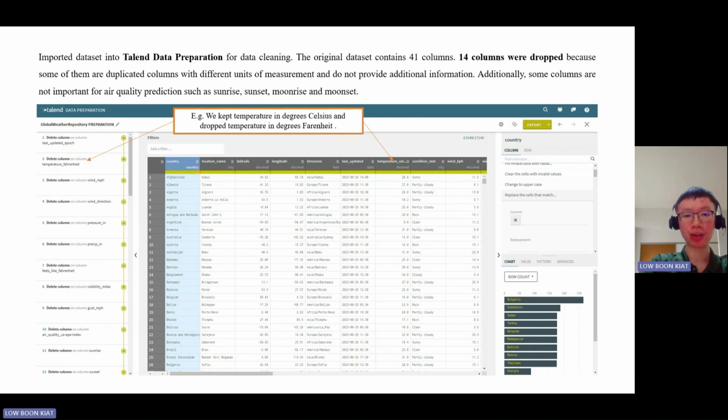Originally, the dataset contains 41 columns. 14 columns were dropped because some of them are duplicated columns with different units of measurement and do not provide additional information. For example, we kept temperature in degrees Celsius and dropped temperature in degrees Fahrenheit. Additionally, some columns are removed because they are not important for air quality prediction, such as sunrise, sunset, moonrise, and moonset.